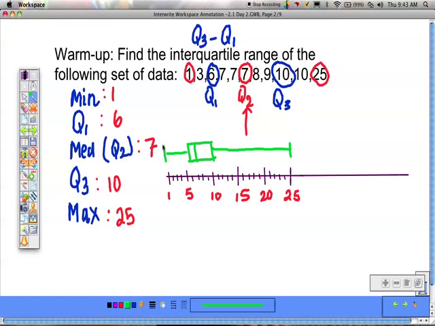So again, you draw your line for the minimum, Q1, the median, Q3, and the max. Make your box connecting Q1 to Q3, and then connect your box to the min and the max. And there's your box and whiskers.